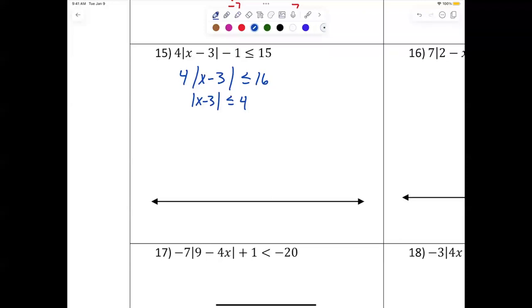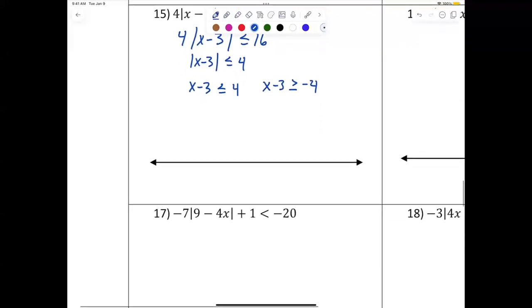Now rewrite it. Rewrite it as x minus 3 is less than or equal to 4. X minus 3 is what? Greater than or equal to -4. All right, you have to write both equations. You write both equations after you isolate. Go ahead. You with me? That's the next step.